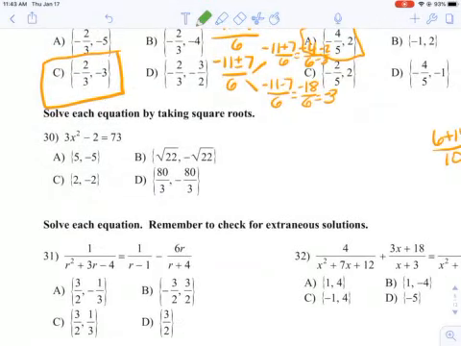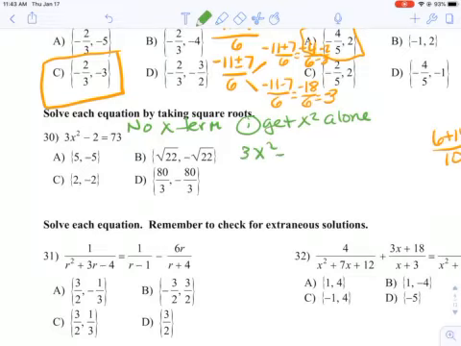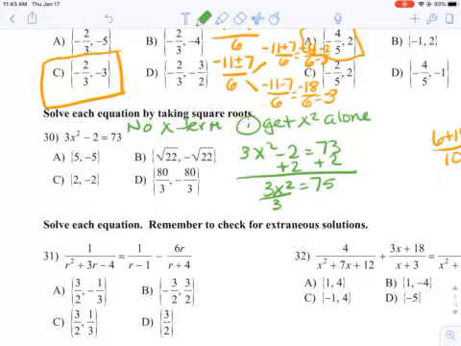We're going to, it says solve each by taking the square root. Now you can see how there's no x term. So that's why you're just going to get the x squared alone. So you have 3x squared minus 2 equals 73. You add 2. 3x squared equals 75. Divided by 3. X squared equals 25. Square root, plus or minus. X equals plus or minus 5.